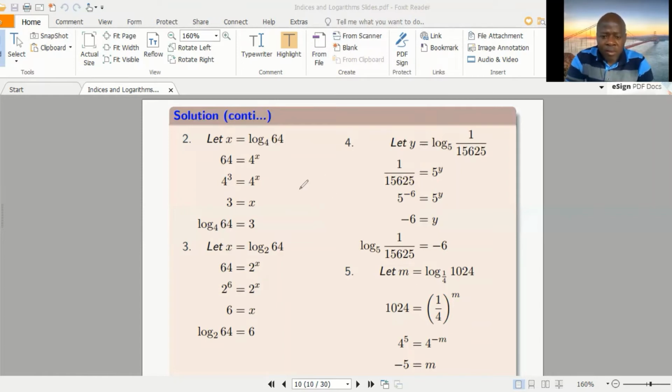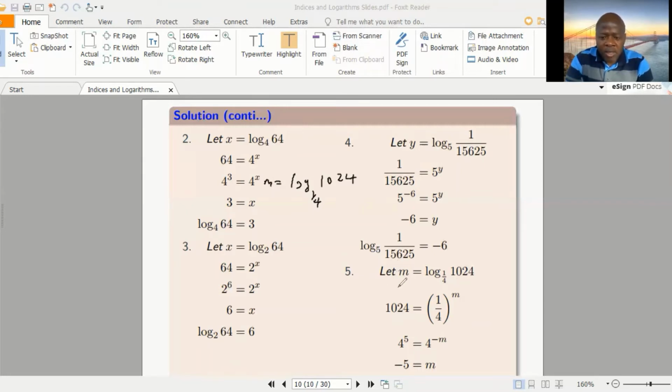What was the other question? The other question was the log of 1024 to base a quarter. Actually, I didn't know what it is, so I said let it be m. Let it be m, and that's what you see here.